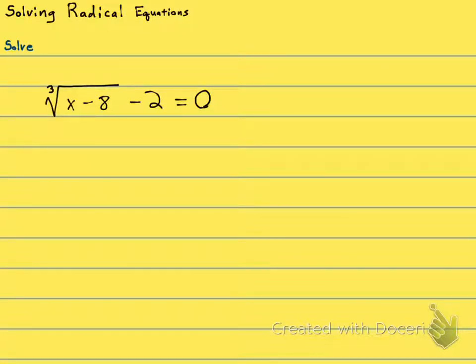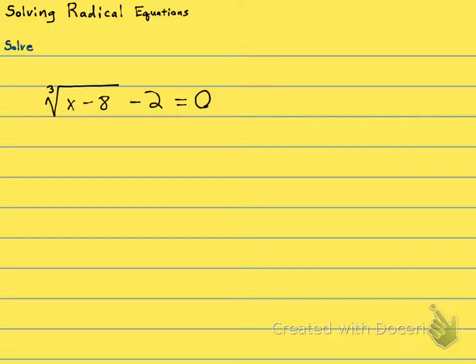All right, let's solve this radical equation. It has an equal sign and it has a radical. So we know we want to get the radical by itself. Do you notice something different about this one? I'll give you a hint. That is right. This is a third root, okay?